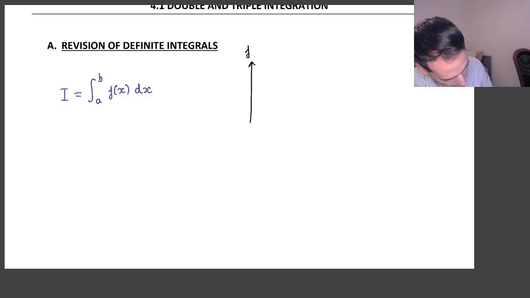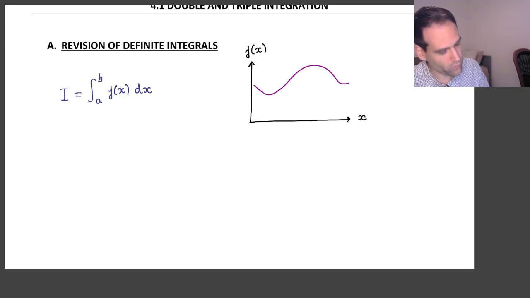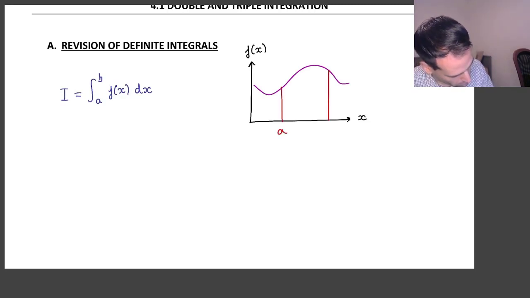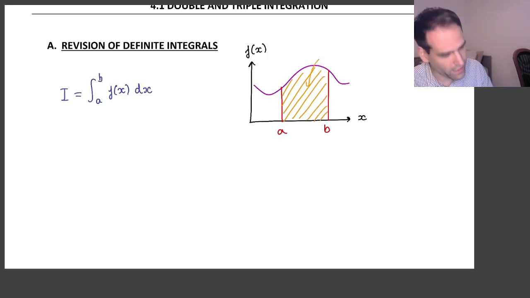We have our function f of x as a function of x, which looks maybe something like this. And then we have our two limits, the lower limit a and the upper limit b. And what we are doing is we are calculating the area under this curve. So this area that I shade here is equal to the integral I.